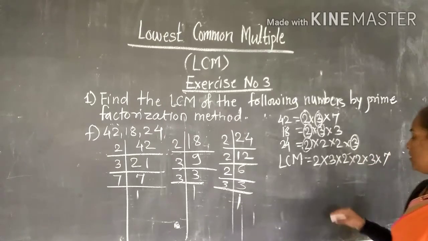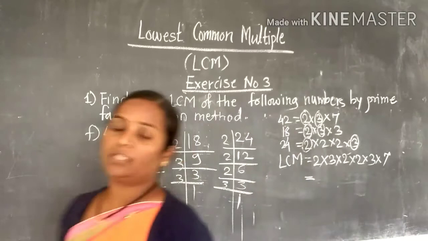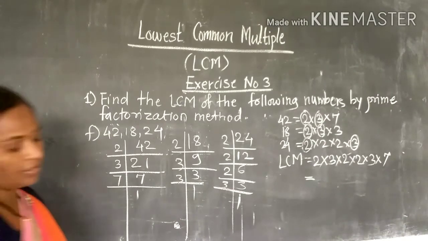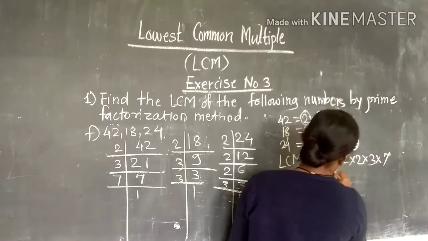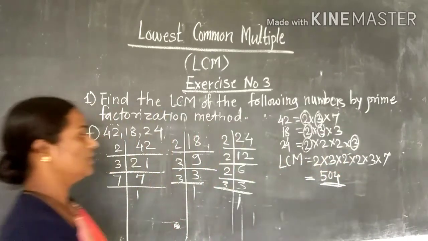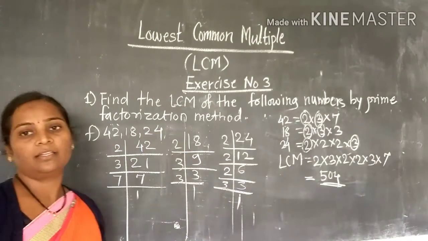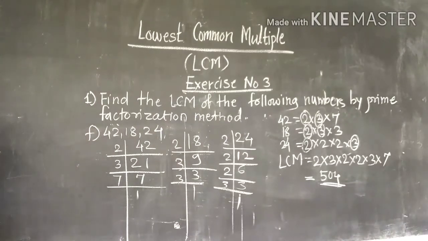To make the product, what will you get? 2 3s are 6, 6 2s are 12, 12 2s are 24, 24 3s are 72, and 72 7s are 504. This is the LCM of the numbers 42, 18 and 24. Let's see the next example.